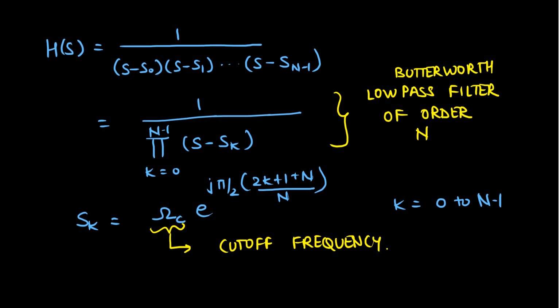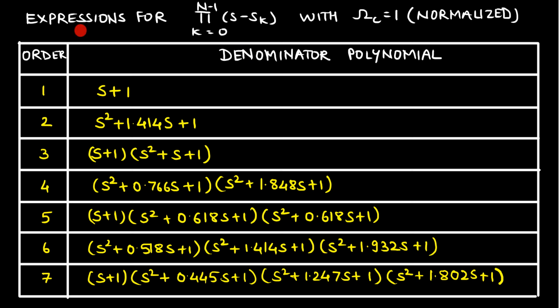Now let us look at the standard representations or standard polynomials for the denominator of this H of S, that is the product of k running from 0 to n minus 1 of S minus Sk, for some specific orders. That is, the expressions for the product of S minus Sk with omega c equal to 1, that is the normalized cutoff frequency. So we are going to look at the denominator polynomial with normalized frequency.